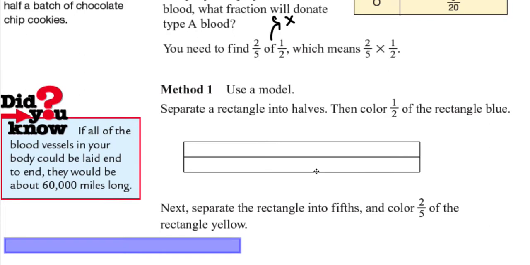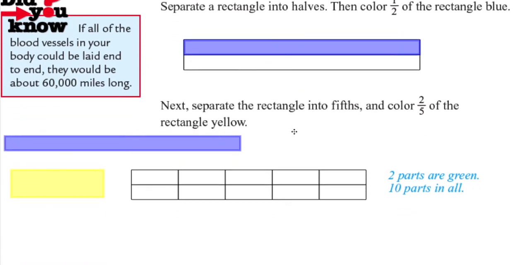Let's use the first method, by using a model. We need to separate the rectangle into halves, then color 1/2 of the rectangle blue. So we colored 1/2 blue. Then the next step: separate the rectangle into fifths and color 2/5 of the rectangle yellow. First, I put the blue that we colored in the first part exactly right there. Then we separate the rectangle into fifths, which we just did, and color 2/5 of the rectangle yellow.